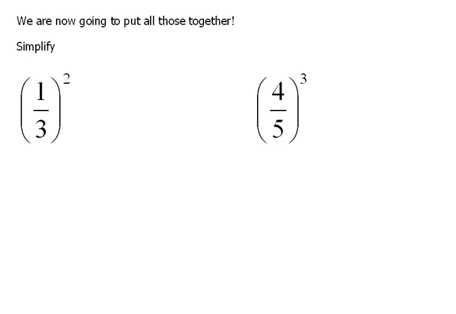Okay, let's practice putting all of our rules together. The fraction rules, the add, subtract, multiply, and divide, all of our order of operations, all of that.